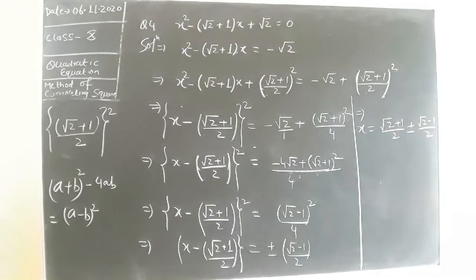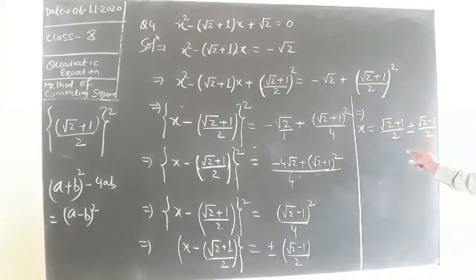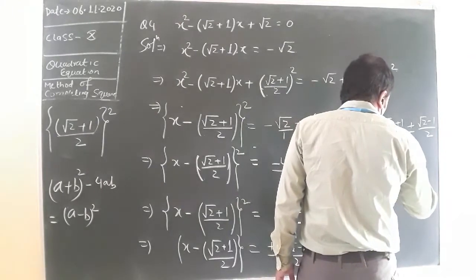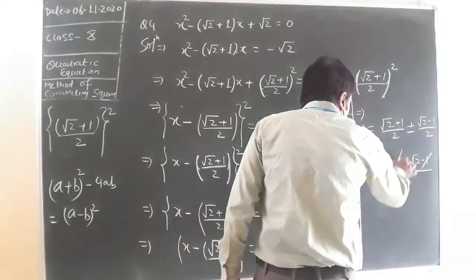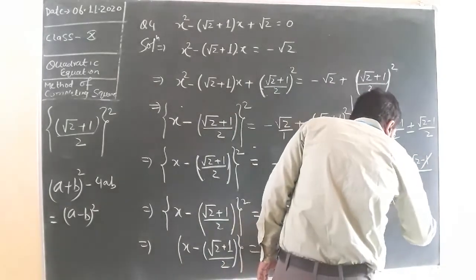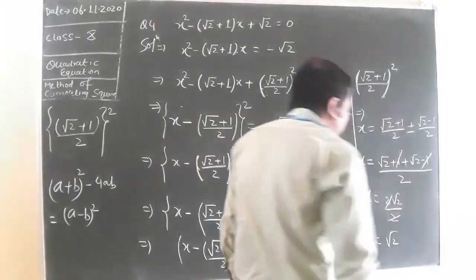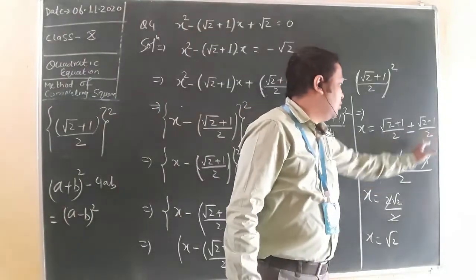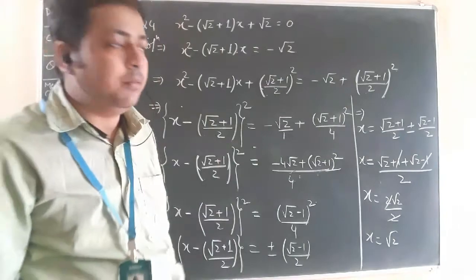This is the solution of the equation. Now you have to find the value of x. For this, first you will add and then subtract both terms. So it will be root 2 plus 1 plus root 2 minus 1, the 1 and minus 1 cancel. Then 2 root 2 divided by 2. So x will be, the first zero is root 2. The second zero you can find by subtracting both terms. So this is the method of completing the square.